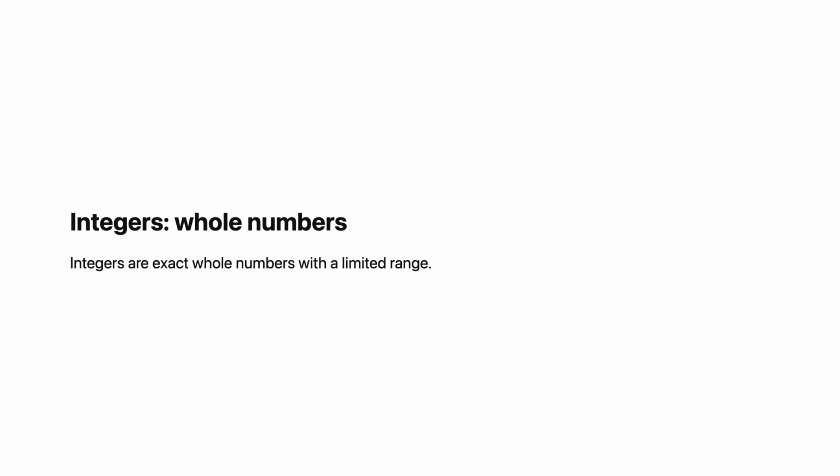Floating point numbers represent decimal values, numbers with fractional parts. 3.14, -0.5, 1000.0. These are floating point values. Why floating point? Because the decimal point can float to different positions. This allows representing very large and very small numbers with the same amount of storage.